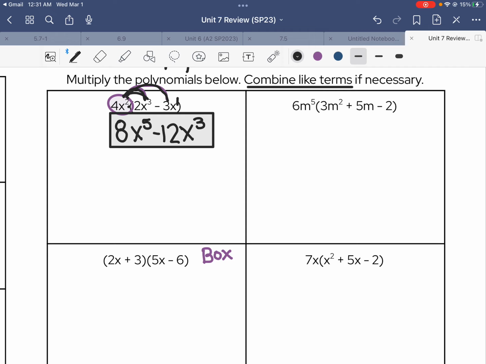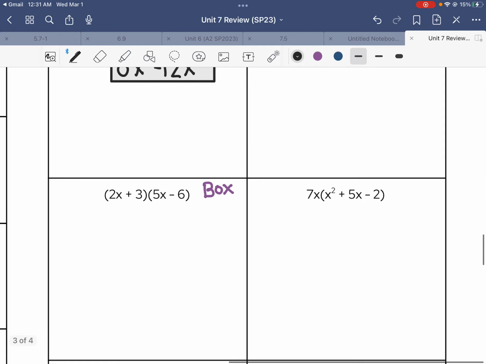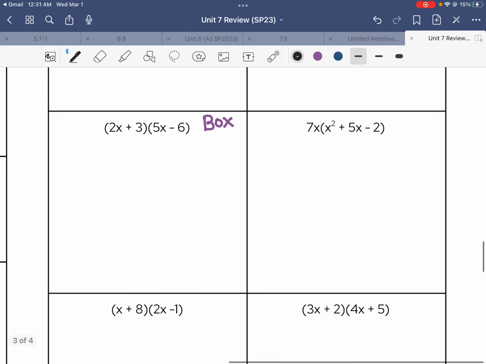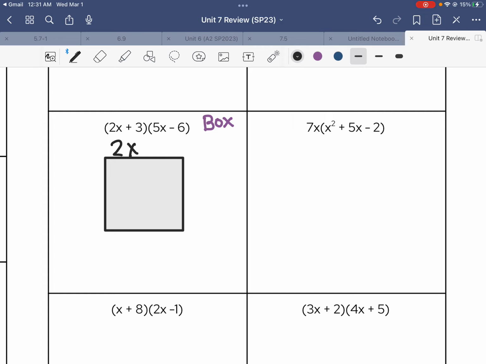The only difference is that since there's more pieces to the second one, it's easier if you keep track of it in a box, like this. Go ahead and draw a box. And on one side, you're going to write 2x plus 3. And on the other side, you're going to write 5x minus 6. Then, inside the box, you're going to draw a line wherever you see a plus or a minus sign, like that.